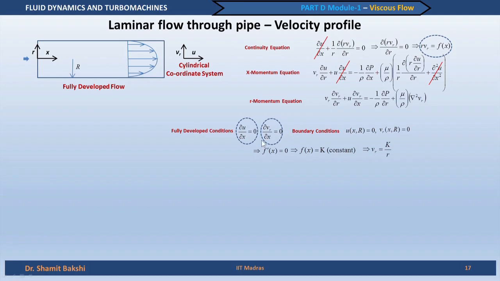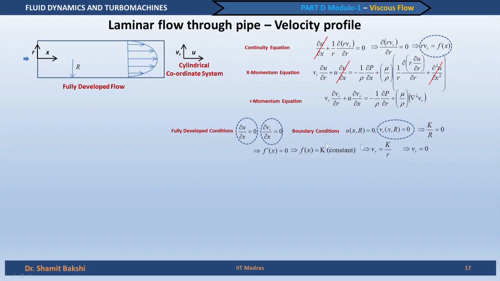So, by utilizing this fully developed condition, without going into the momentum equation, we get the velocity profile in the r direction. But look at this profile, it has to satisfy this condition also, that the r velocity at the wall is 0. So, it means capital K by r, K being a constant, is 0, that means K is equal to 0 if r is not infinity, of course. So, capital K is 0, so Vr is 0.